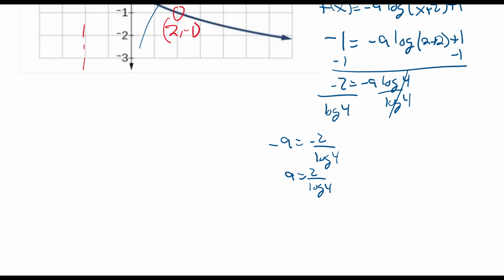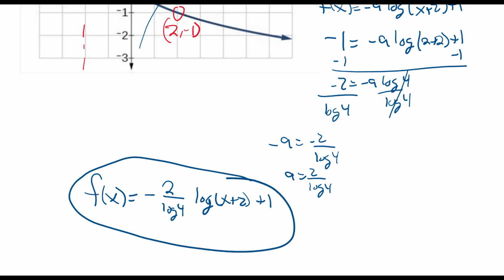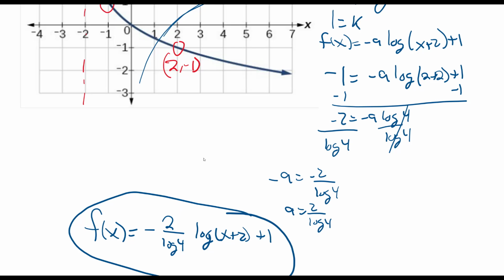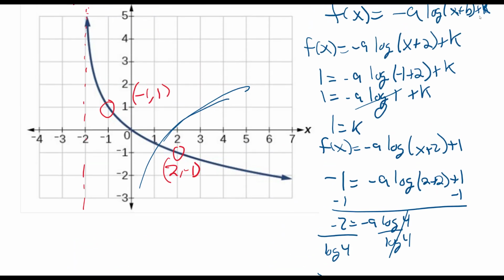So if we put this all together, it's not very pretty, but our f of x is going to be, still have that negative out front, negative of 2 over log 4 times log of x plus 2, plus 1. Okay, not quite what I was hoping to get, but there's your answer. This is the equation that would satisfy this graph. Okay, and I believe that's it for this section. We still have some more.